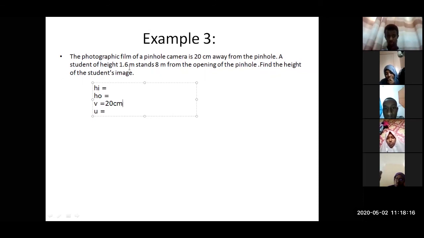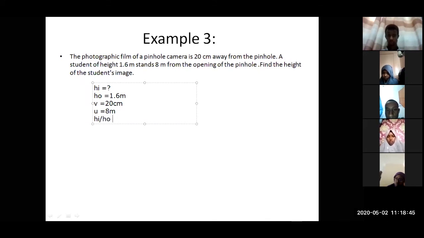A student of height, so height of the object, 1.6 meters, you remember it's in meters, stands 8 meters from the pinhole, so this is the object distance, 8 meters. Find the height of the image. In this case, we use our HI/HO to be equal to our V/U. Then we substitute. We don't know our HI, that's the one we are looking for.